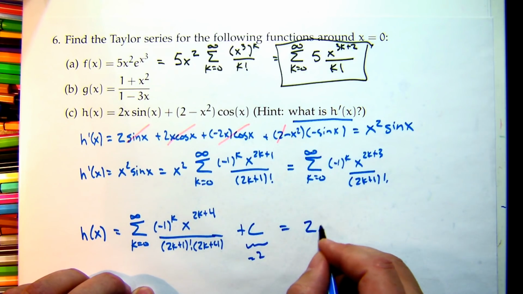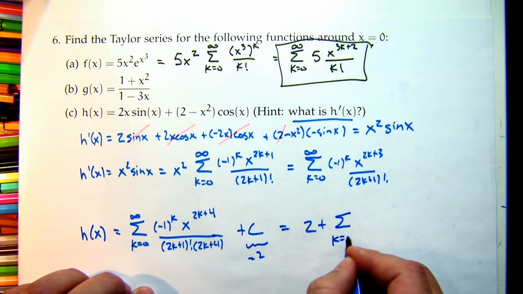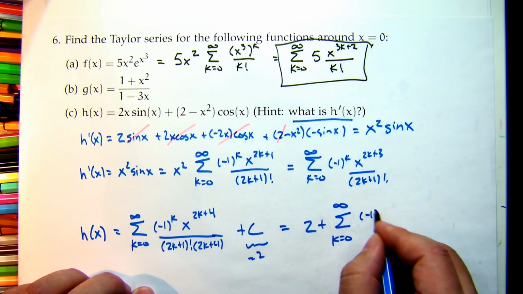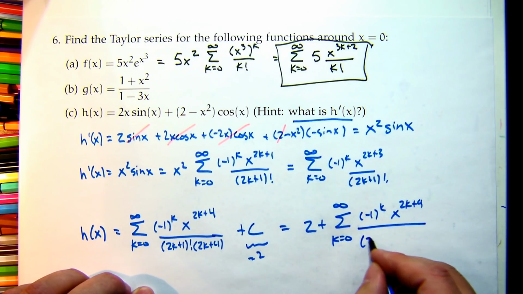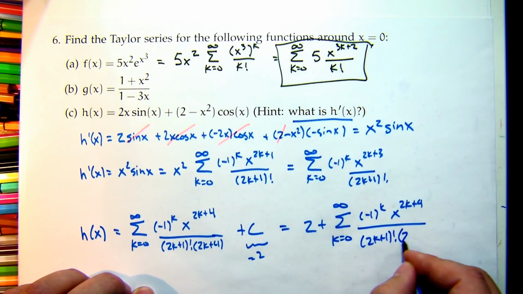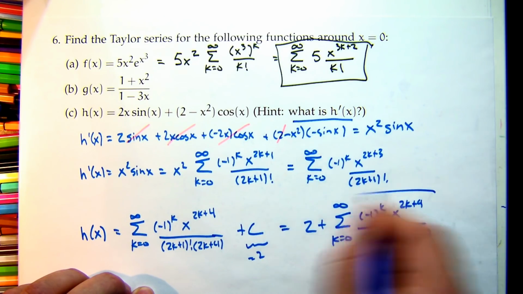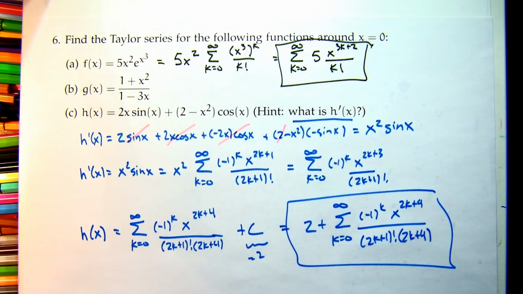So I get 2 plus the sum, k equals 0 to infinity, negative 1 to the k, x to 2k plus 4 over 2k plus 1 factorial times 2k plus 4. And that's the answer. All right, I think we have to stop because our time is almost up. Good luck on the test. If this is not so bad, you won't think the test is so bad.